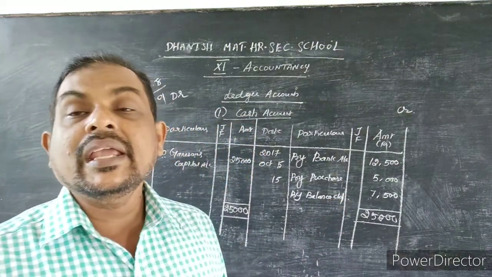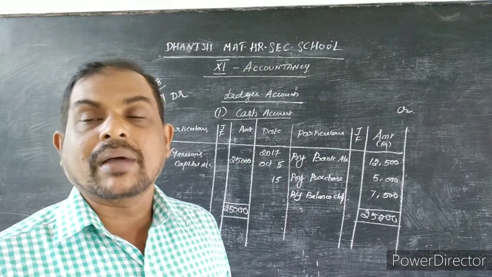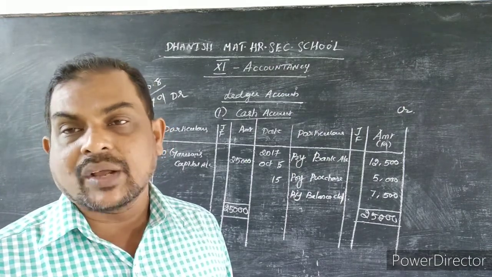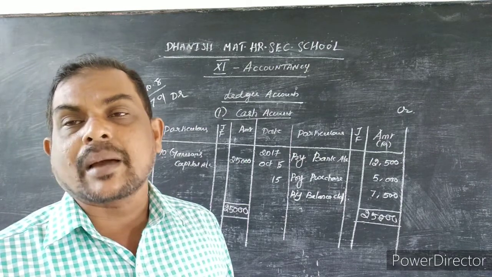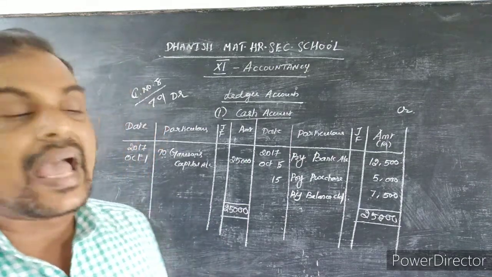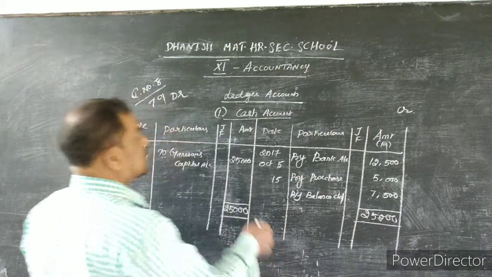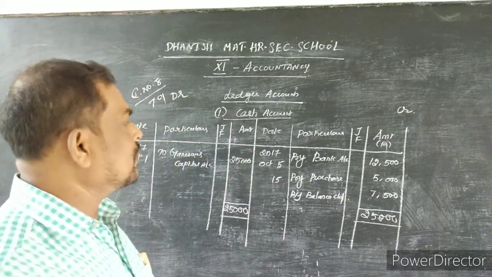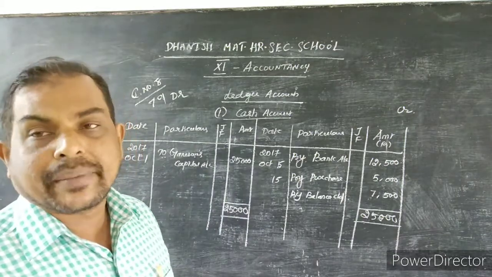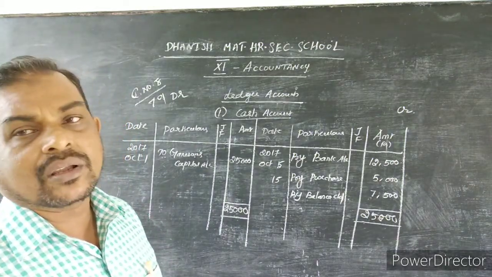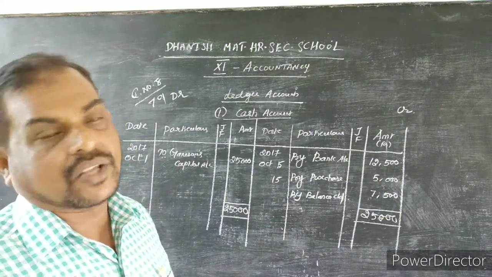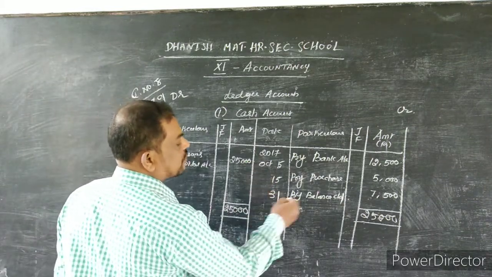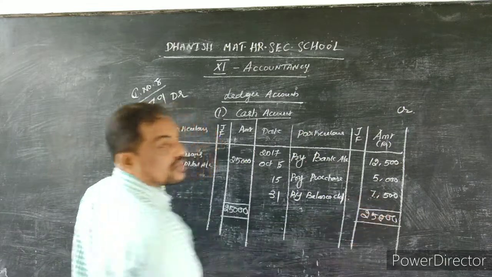Any closing balance will come either on the debit side or the credit side. If it comes on the debit side, it is named to balance carried down. If the closing balance comes on the credit side, it is named by balance carried down. Okay, this is which month? October 1. So this is the October month closing balance. What is the closing date of the October month? 31st. So you have to put here 31st. So on October 31st we got the closing balance as 7,500.